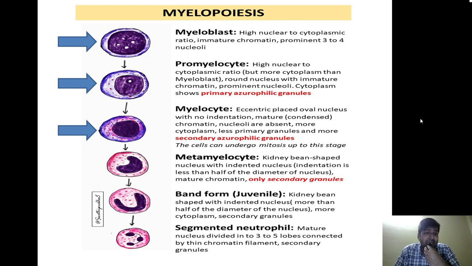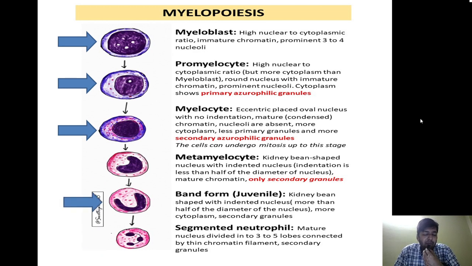Here you have an eccentrically placed oval nucleus, and the nucleus does not have any kind of indentation, but here the chromatin is condensed if you compare with the other two stages. It is more condensed, no nucleoli are there, and it is at this stage that the secondary azurophilic granules appear. The cells also undergo mitosis only up till the stage of myelocyte.